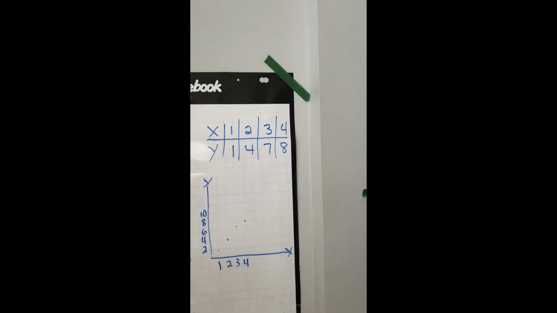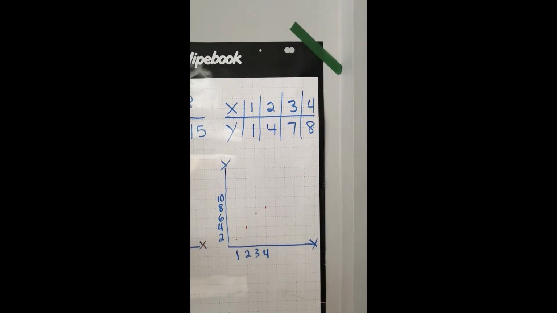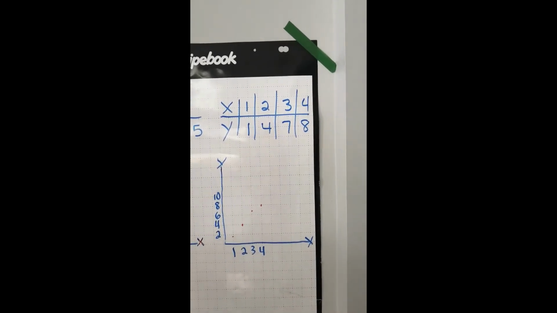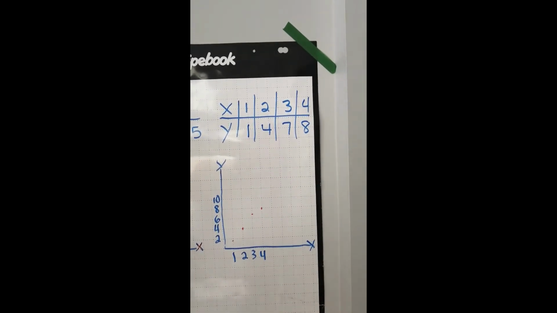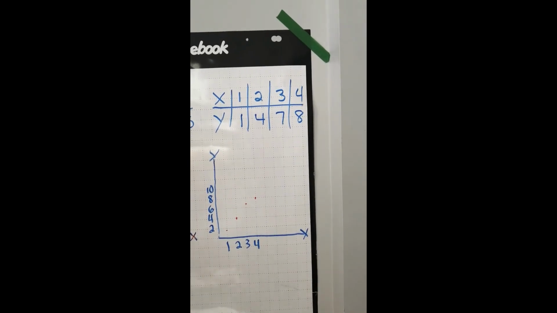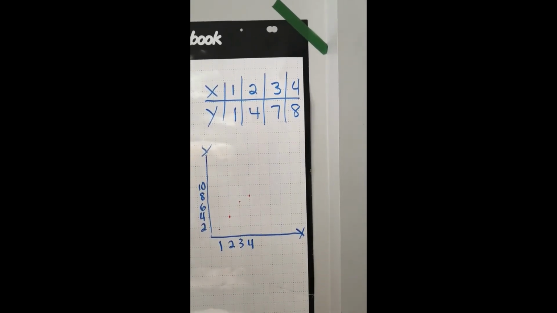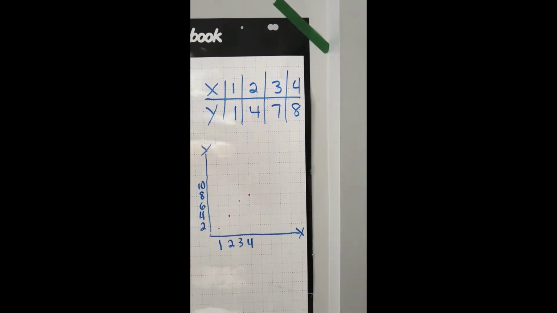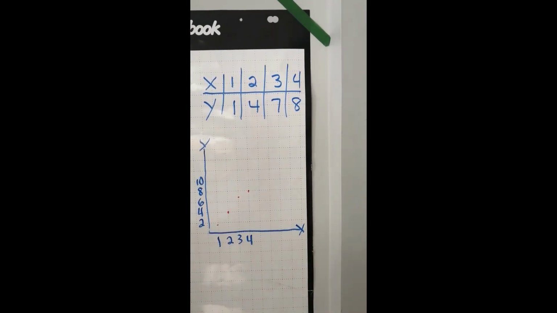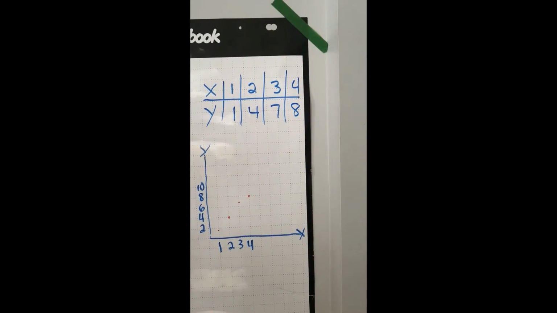Let's look at the other one now. 1, 2, 3, 4. What's it increasing by each time? 1. It's increasing by 1. Now, if we look at the y-axis, 1, 4, 7, 8. What do we notice? It's going up by 3. And then what happens at the end? It goes up by 1. It only goes up by 1.